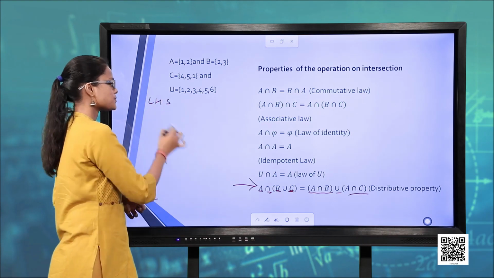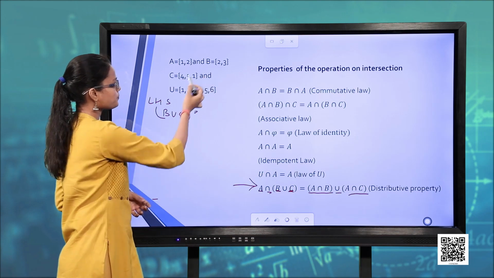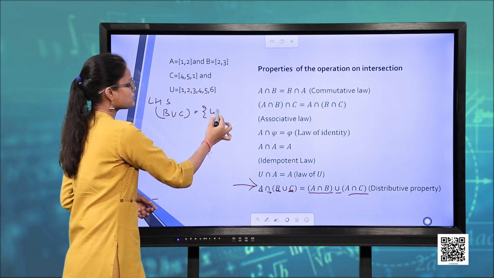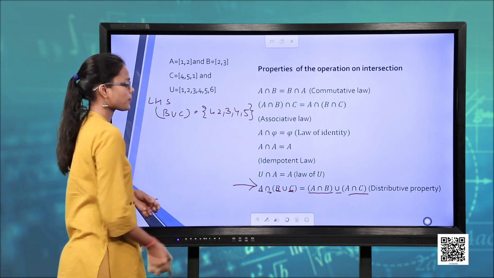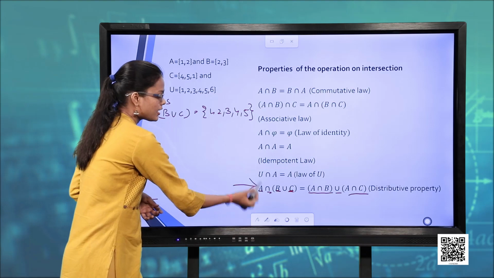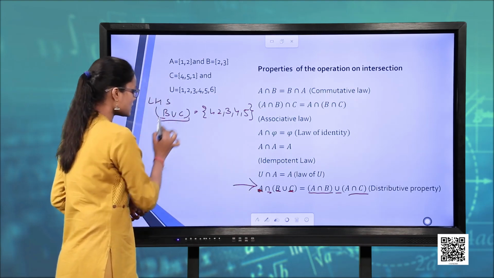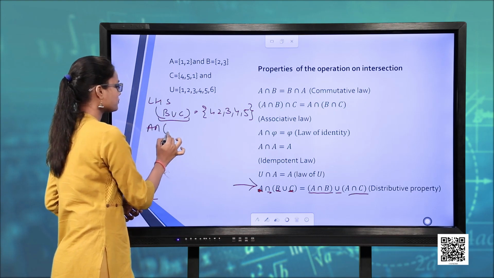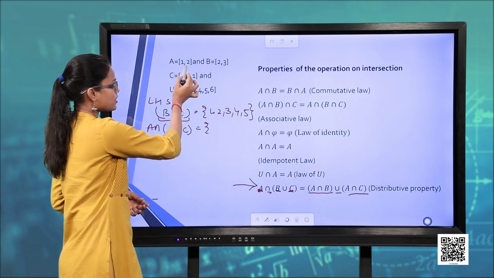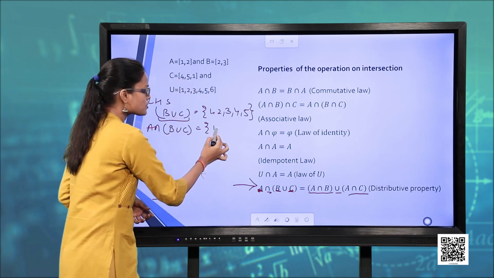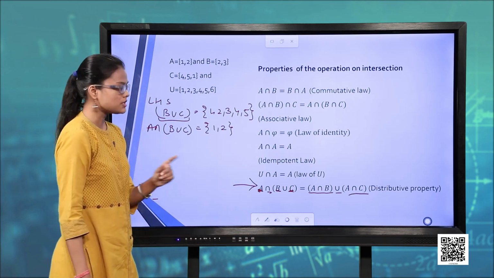LHS, first we have to find B union C. What is it? 1, 2, 3, 4 and 5. Now, we have to take the intersection of A with B union C. A is 1, 2, and B union C has 1, 2 as well. So, the intersection is a set consisting of two elements, 1 and 2.